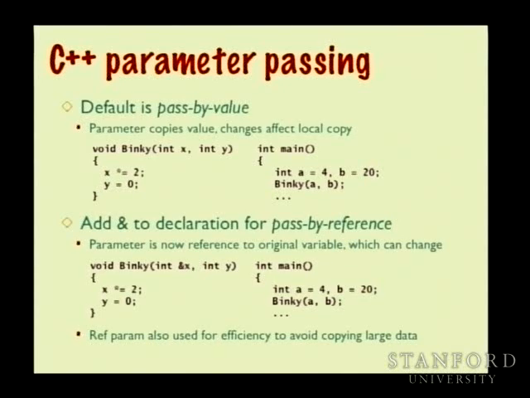But when I say binky of a and b, what the binky function is actually getting in that first argument is not a copy of the value 4. It's getting a reference back to the original a. And then for the y parameter, it's getting a copy of 20. So when it makes this change of trying to take x and double its value, it really did reach back out and change a. And so after this, a would be 8, and b would still be 20. So it allows you to pass some data in, have it be manipulated, updated, and adjusted, and then come back out and see those changes.